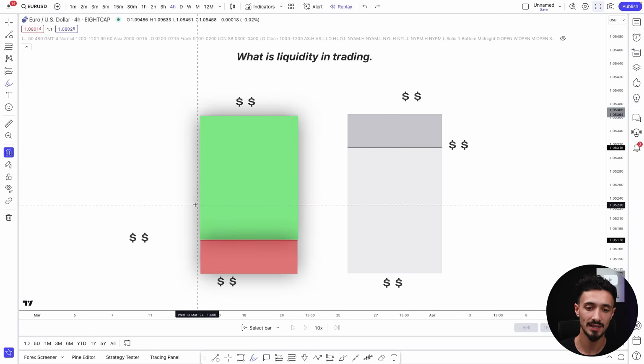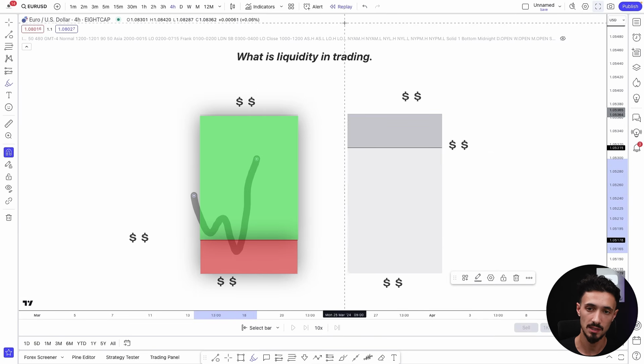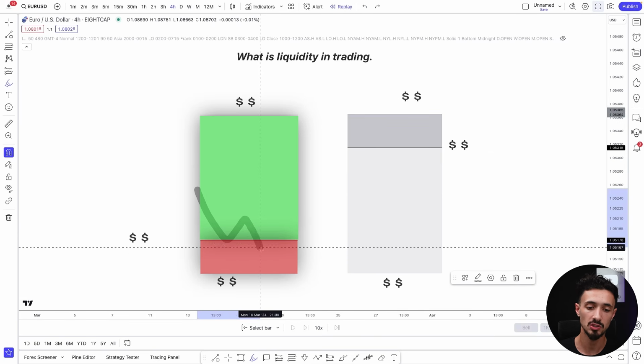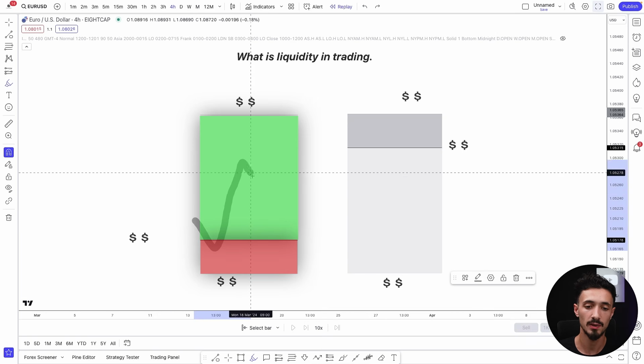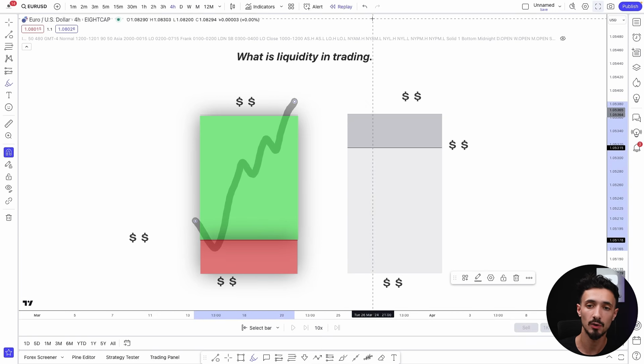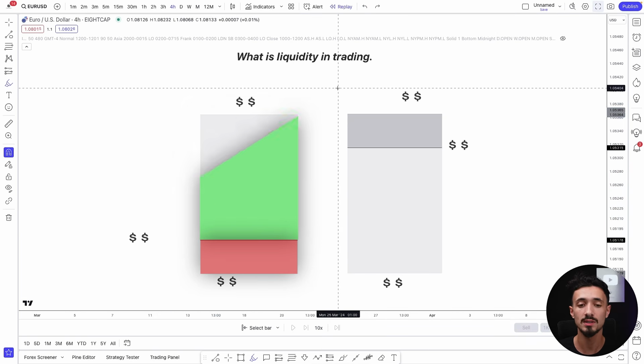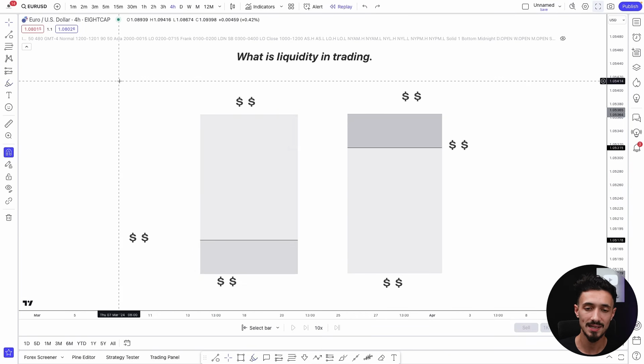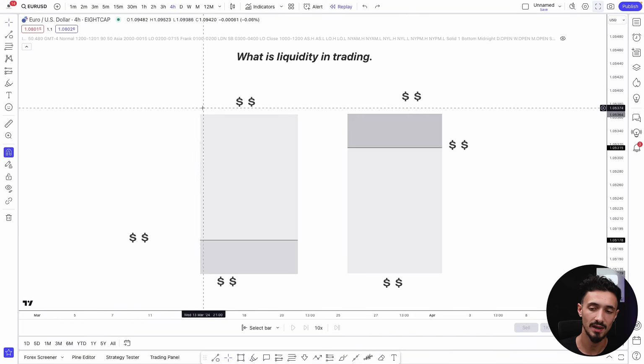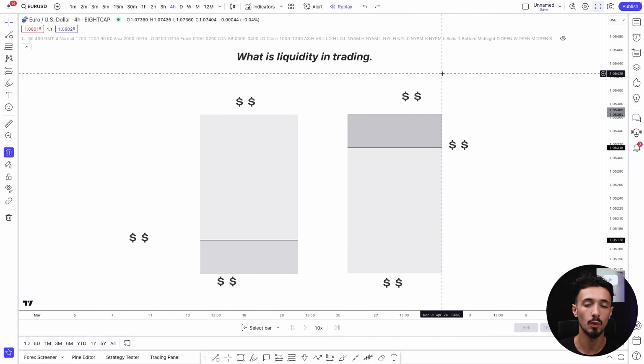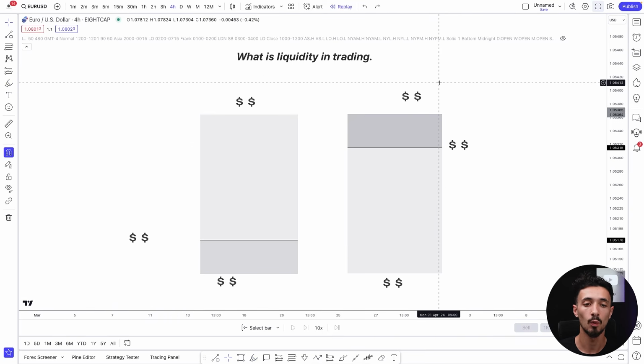Every time you get an entry, you deploy liquidity into the market. Every time you hit your stop loss, you deploy liquidity into the market. Every time you hit a take profit, you deploy liquidity into the market, and so does everybody else. So when asking yourself how to identify key areas of liquidity, what you really need to ask yourself is, where is everybody's orders? Where is everybody's take profits? And where is everybody's stop losses? And that is exactly what I'm going to show you.